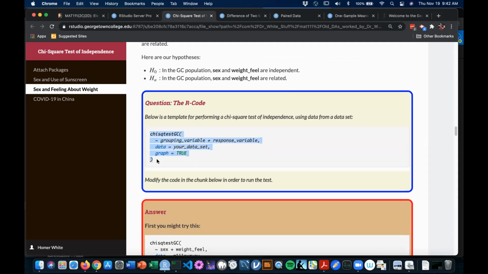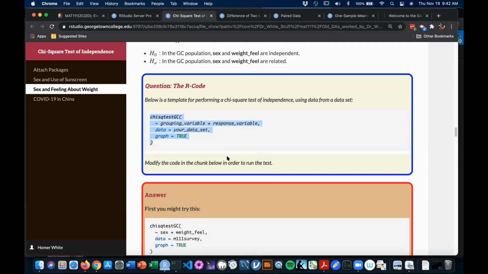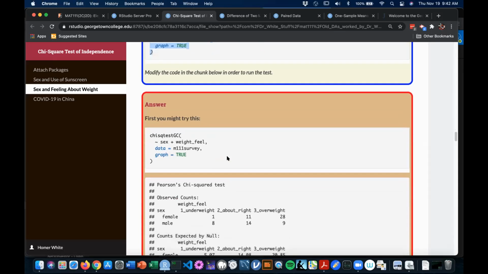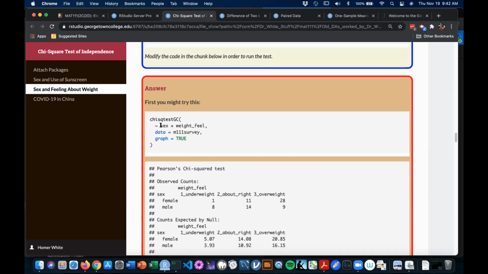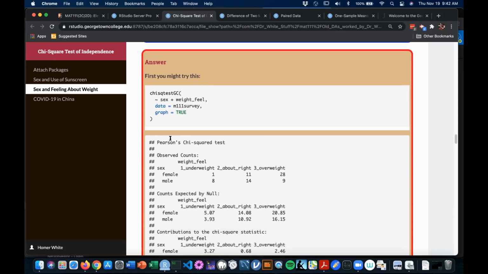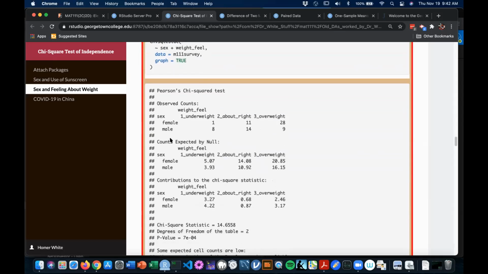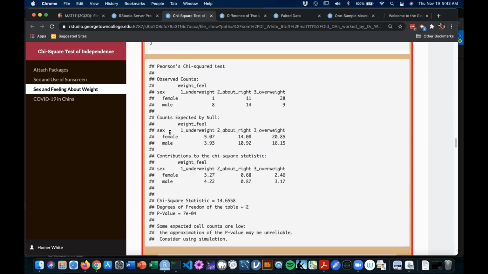And head to the usual template. And I'm going to do tilde sex plus weight feel, and everybody else did the same because sex feels like an explanatory variable here, so they put it first. And you get all this output. And most people just ran with that output.